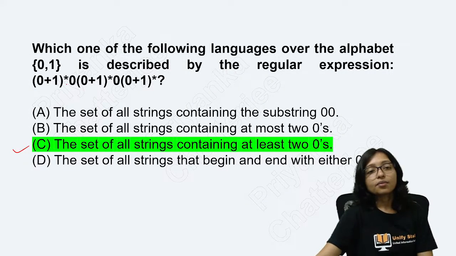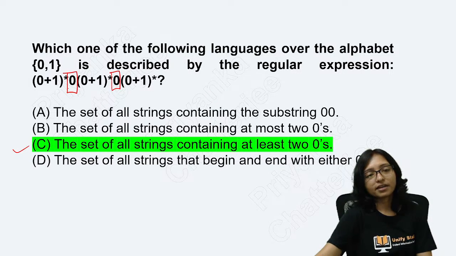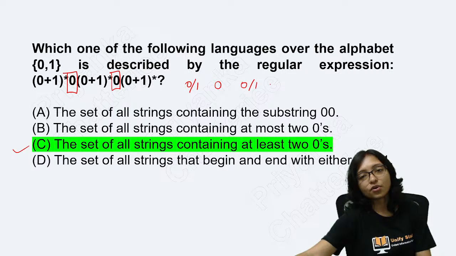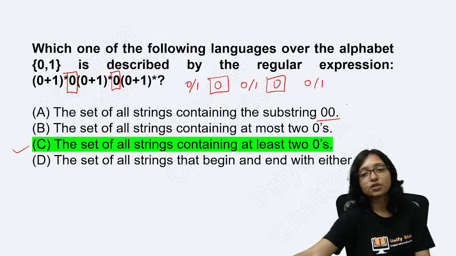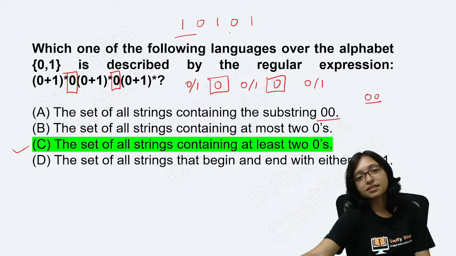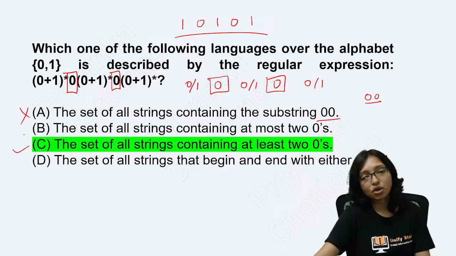Because here this 0 is mandatory and this 0 is also mandatory. So it will create 0 or 1, then 0, again 0 or 1, then 0, again 0 or 1, then 0. So these 2 zeros are mandatory, but that does not mean it will be substring 00. Substring 00 means together. I can generate here 1 0 1 0 1, this type of string also. That's why it is not correct.